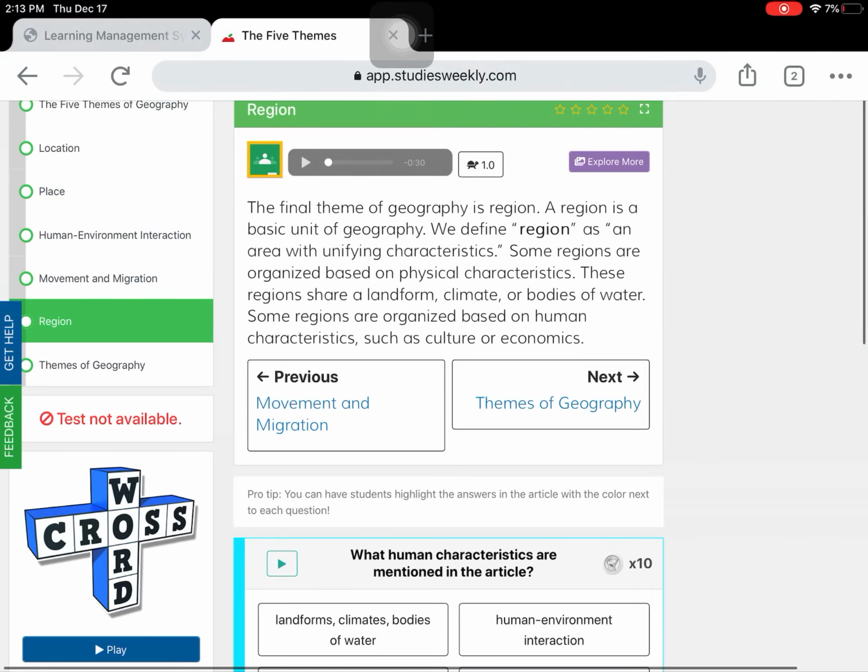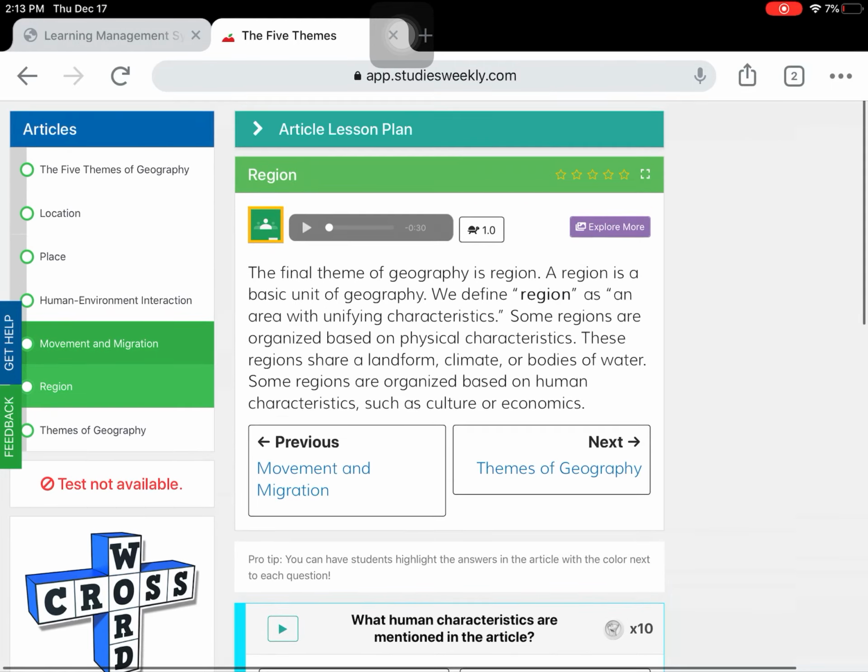We are finishing up our final theme of geography today. Our theme for geography today is region. We're going to talk a little bit about what region is and why we use that. Why do we have it? In our past lessons this week and last week, we talked about location, place, human-environment interaction. Yesterday, we talked about movement and migration. And like I said, today we're finishing up with region.